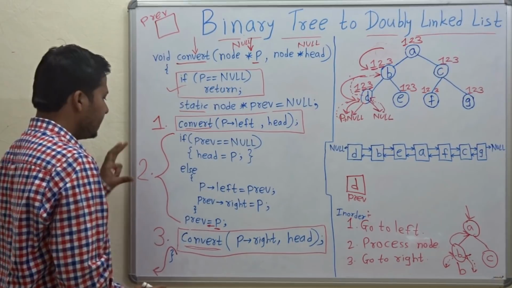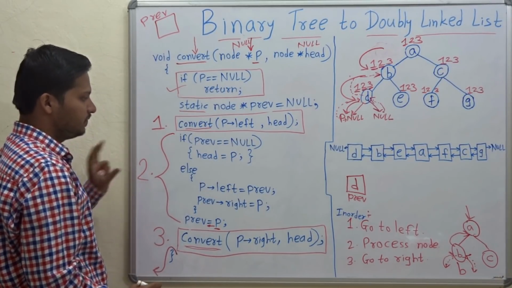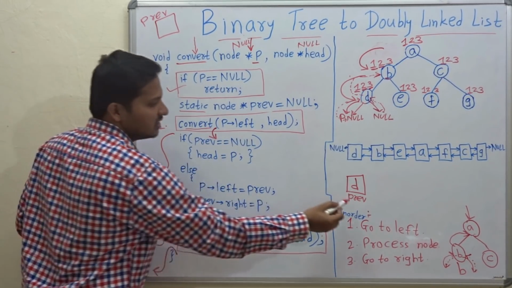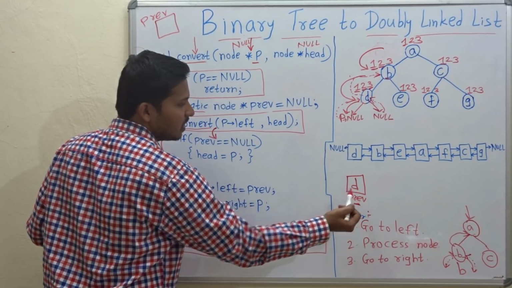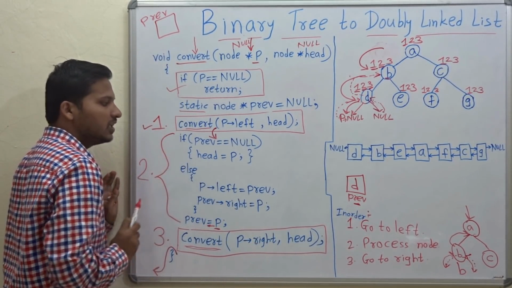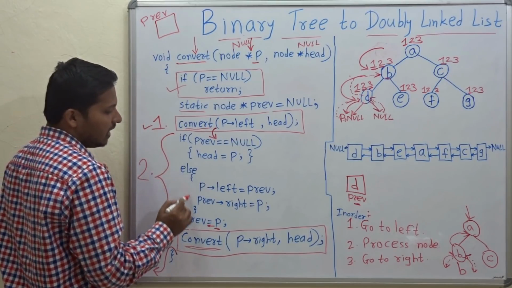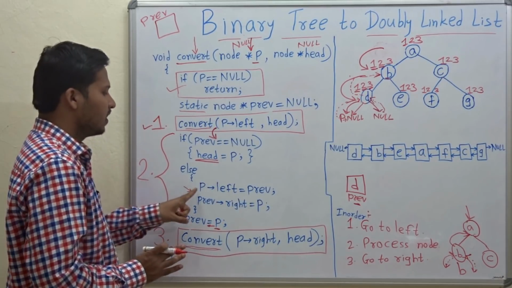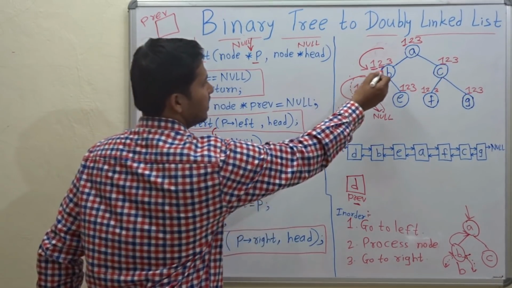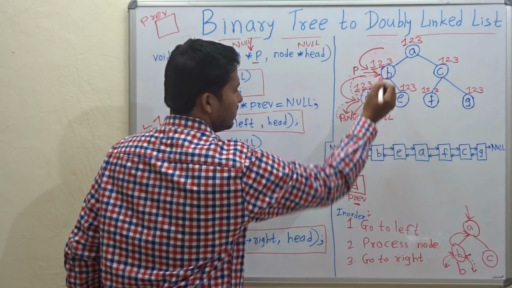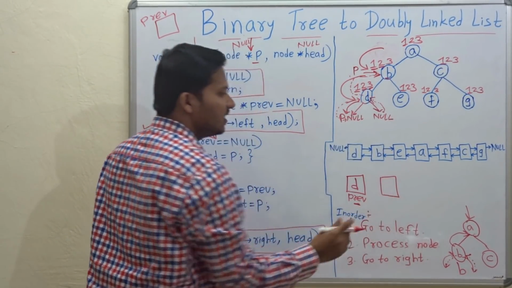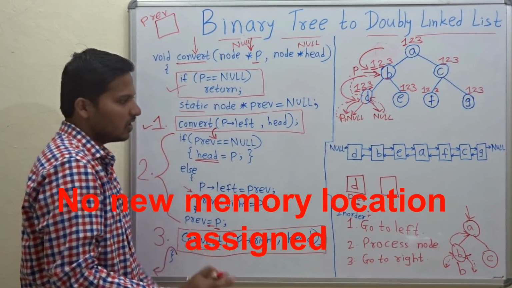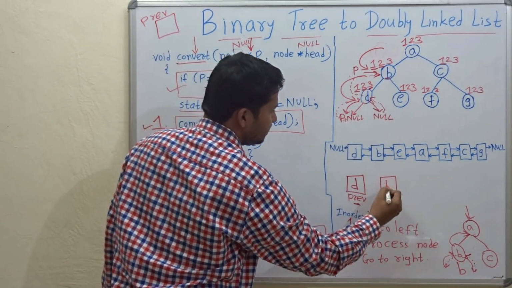Now the second step again is processing the node. So here are the steps. If previous equal to null. Is previous null? No, the previous variable is not null. So this if condition does not satisfy. Now in else, p points left equal to previous. See what is p? P is B now. So I write B here. Everything is in place, I am just writing these nodes here. Otherwise no new memory location is assigned. So this is B.